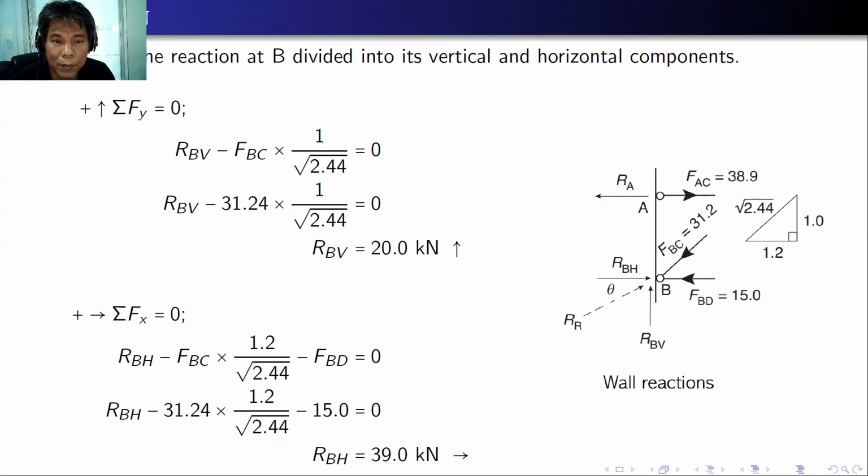For the reaction at B, we divided it into vertical and horizontal components. So we have RBH and RBV. So here, if we sum up forces vertical, we can solve for RBV. So that is 20.0 kilonewton, which is going up. And if we sum up forces along the x-axis, which is equal to 0, we can compute for RBH because we already computed FBC and FBD. So here RBH is 39.0 kilonewton.